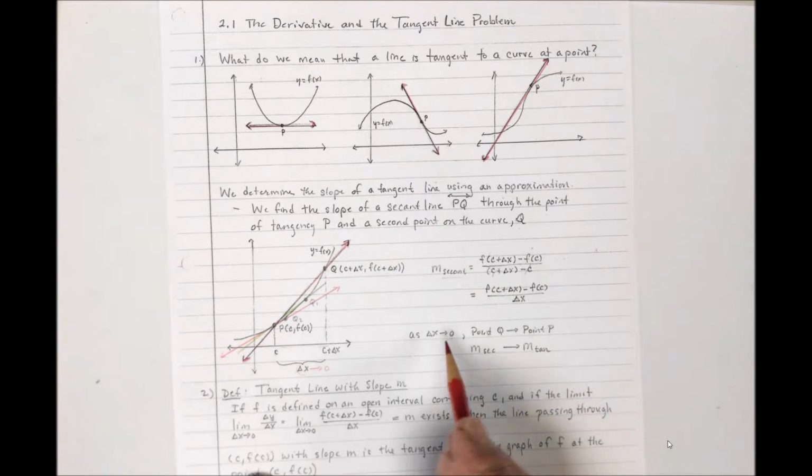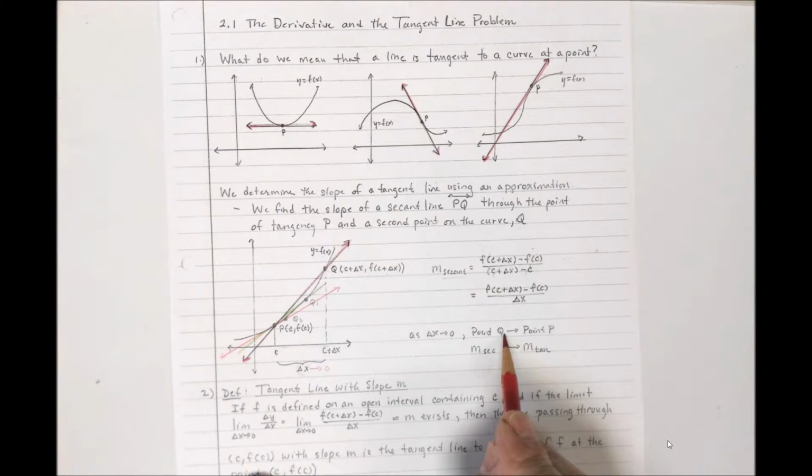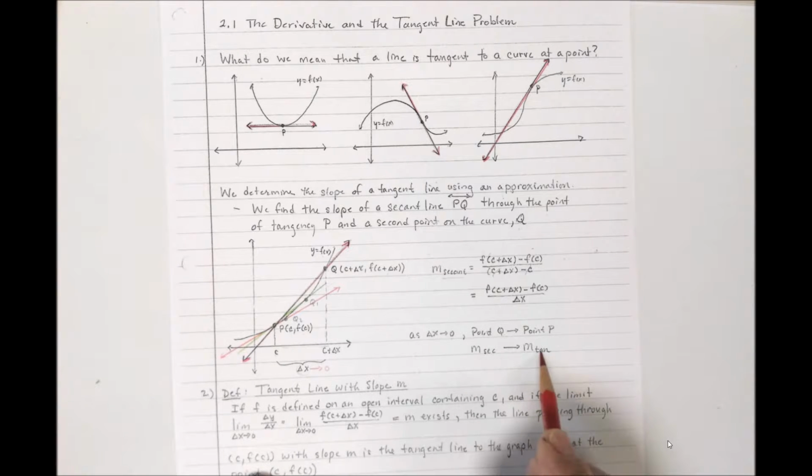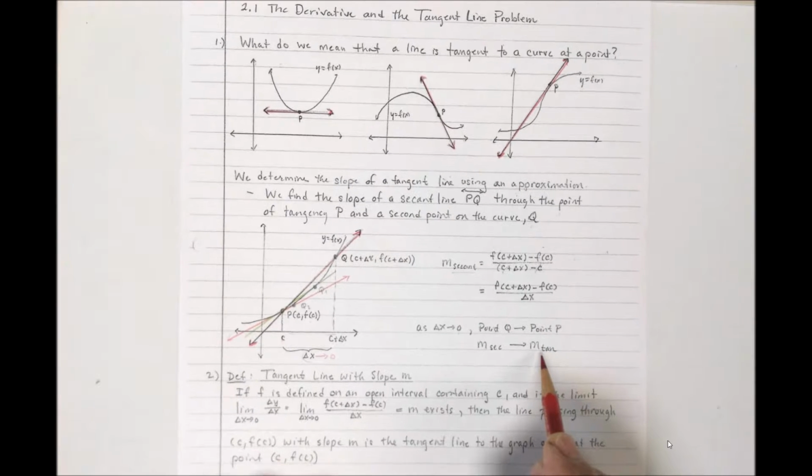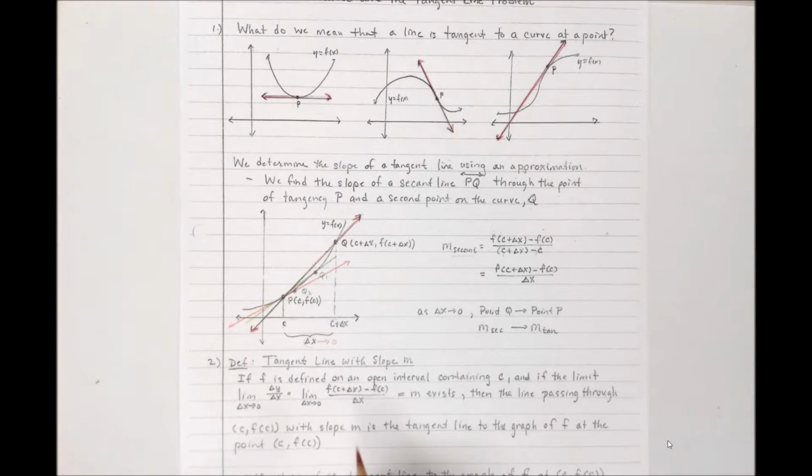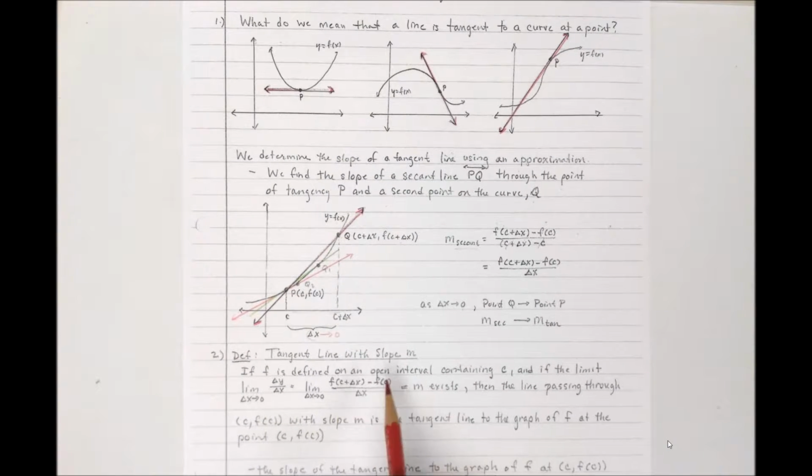So as delta x goes to 0, point Q approaches point P, which means that the slope of the secant line is approaching the slope of the tangent line. Okay, and that's where we're going with this definition right here. A tangent line with slope m.